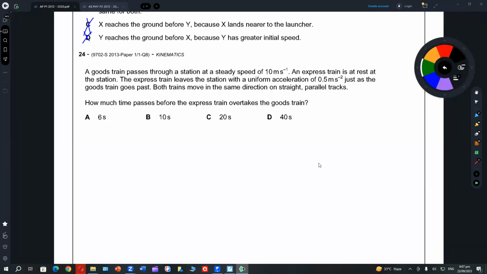Assalamualaikum. We are doing some MCQ questions on kinematics.